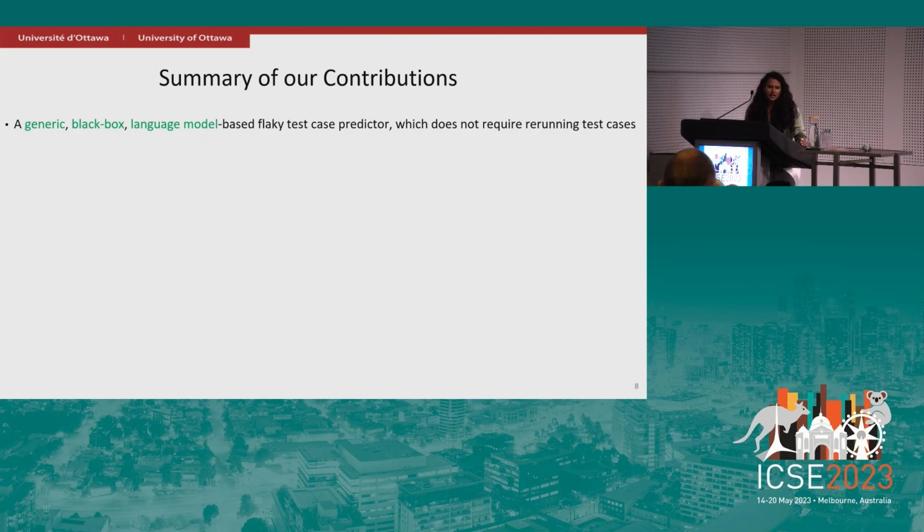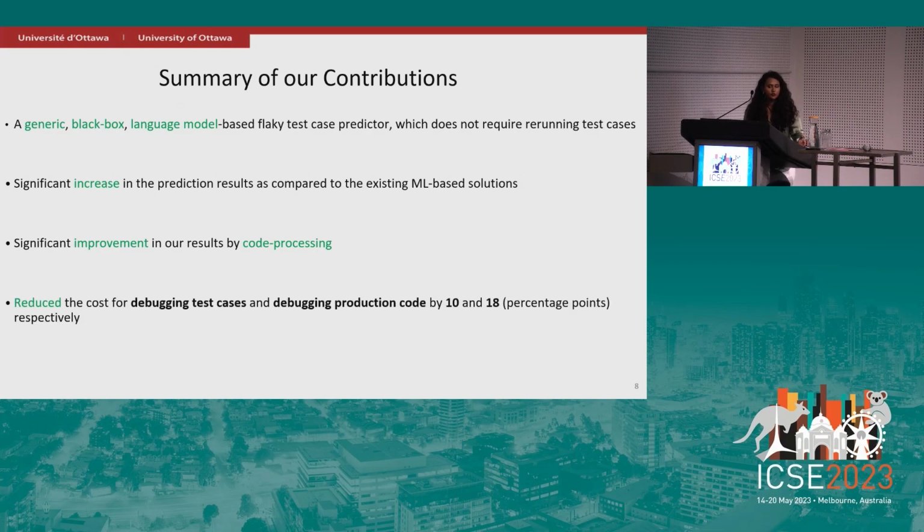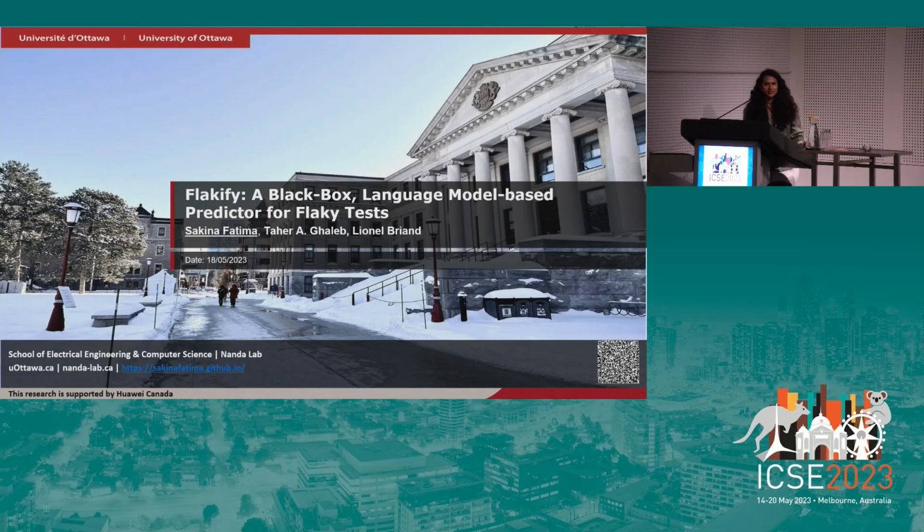Summarizing our contributions, we developed a generic black box language model-based predictor for flaky tests that does not require any rerunning. We significantly increased the performance of the prediction results for flaky tests as compared to existing ML-based solutions. We significantly improved our own results by the code pre-processing based on test smells. And lastly, we reduced the cost for debugging test cases and debugging production code by 10 and 18 percentage points, respectively. So that's it. Thank you very much.